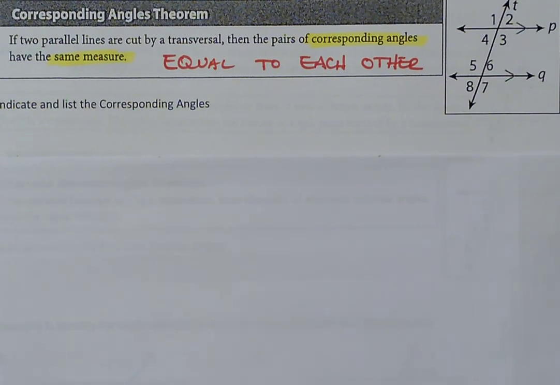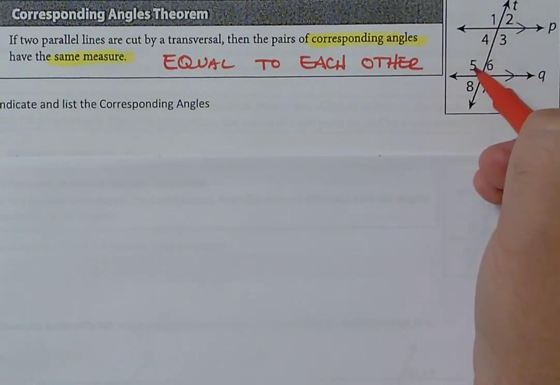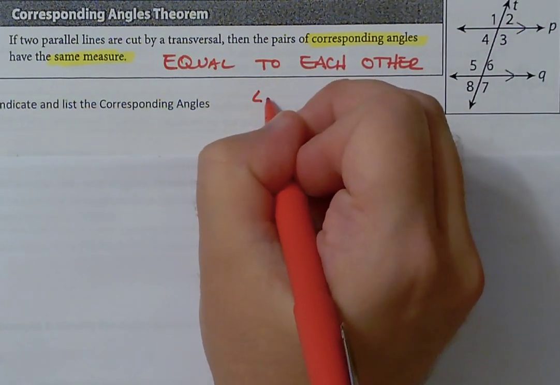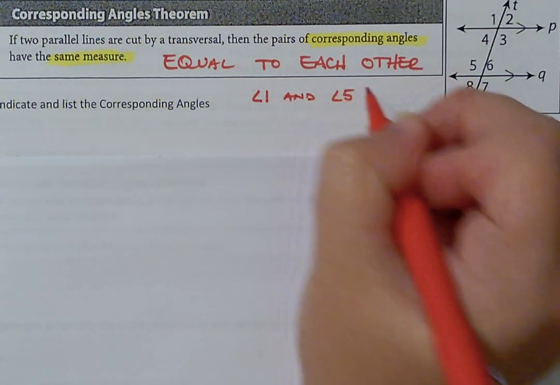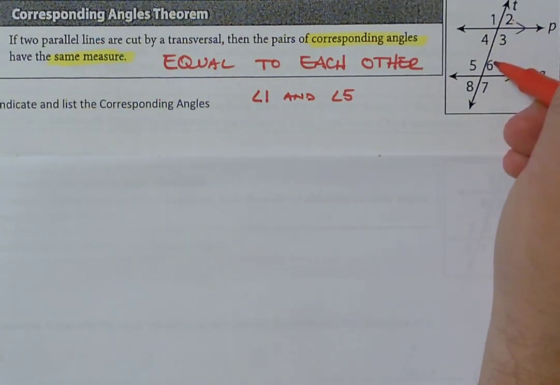First, corresponding angles are on the same side of the transversal and in the same location on the parallel line. For example, if I look at angle 1, it's on the left side of the transversal and above the parallel line, while angle 5 is on the left side and above the parallel line. So angle 1 and angle 5 are corresponding angles, as are angles 2 and 6.